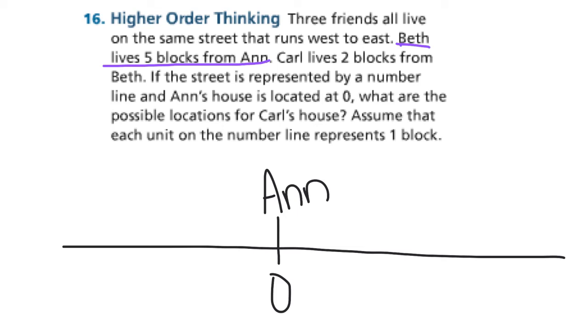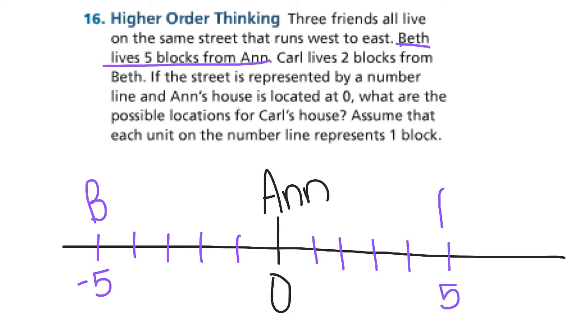Well, if she lives west, then Beth could be at -5. But if Beth lives east, Beth would be at +5. So there are 2 possible locations for Beth's house. But now we need to look at Carl's house. Carl lives 2 blocks from Beth.